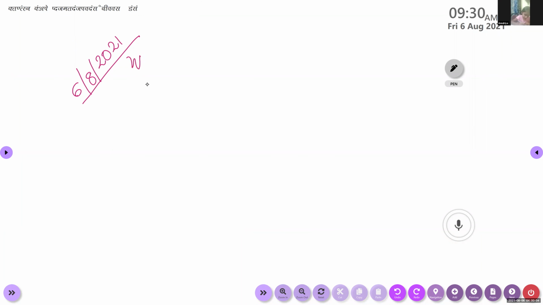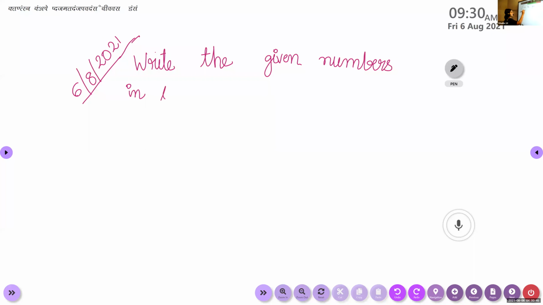Right. Write the given numbers in the place value chart.